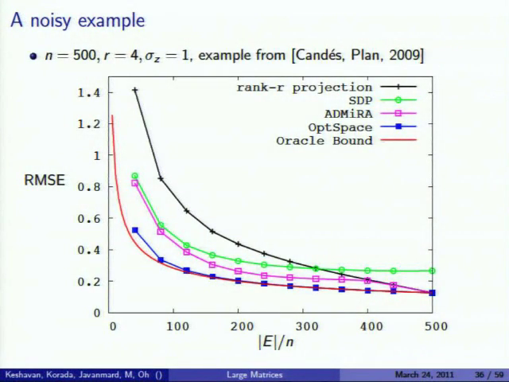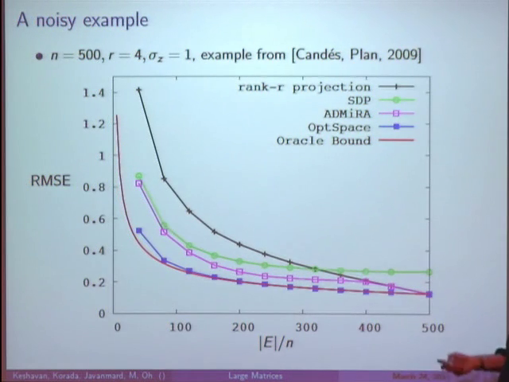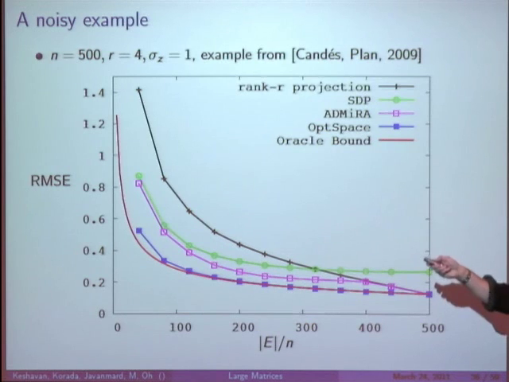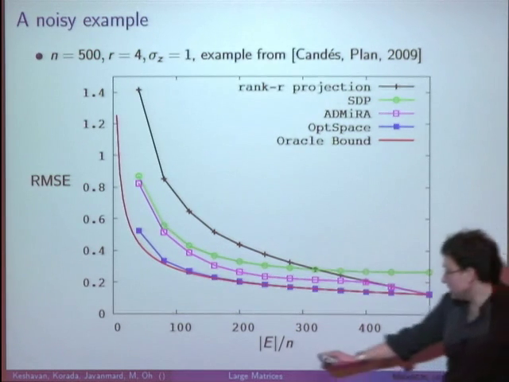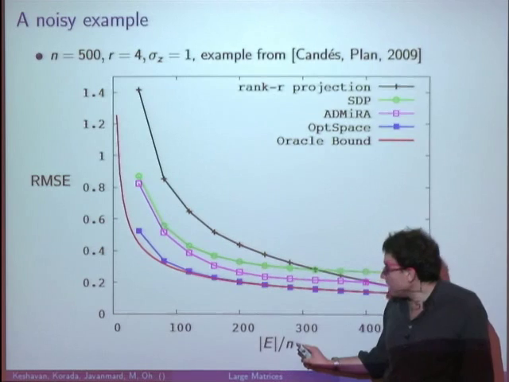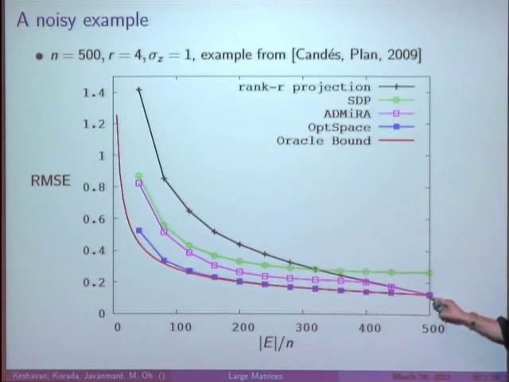And this is for a noisy example. This is actually from this paper by Candès and Plan. This is a 500 by 500 matrix of rank 4. I add IID noise with variance 1. And as you see, as the number of entries over n increases, the error goes down.